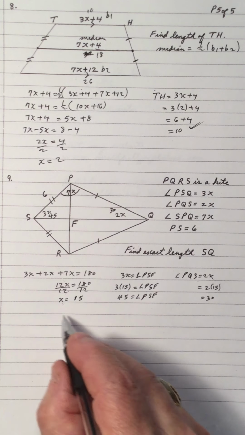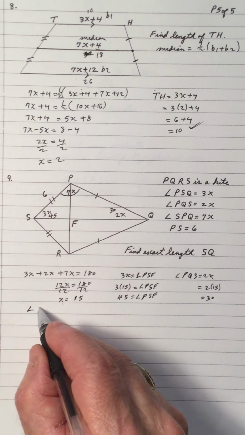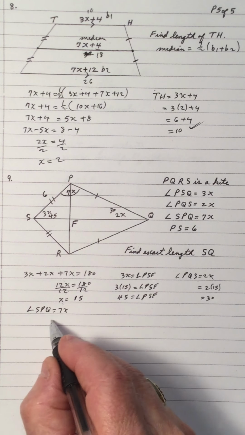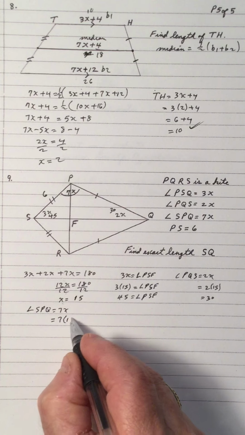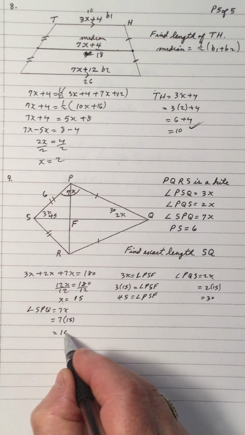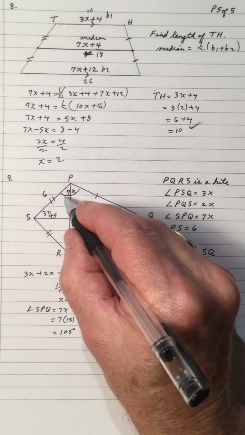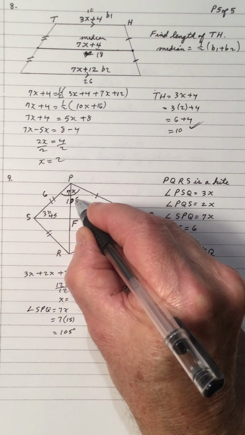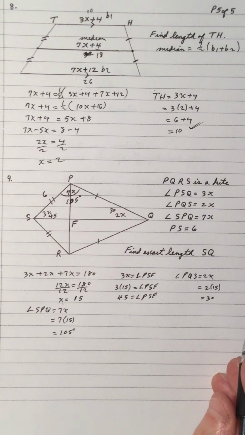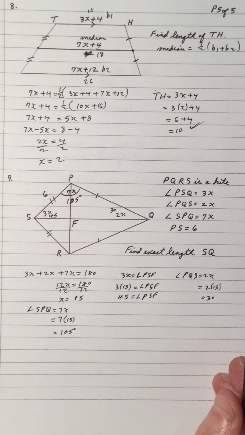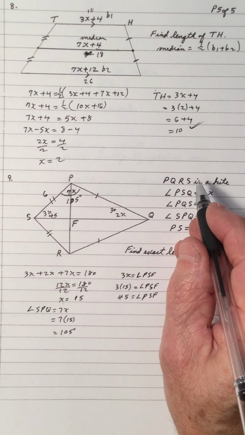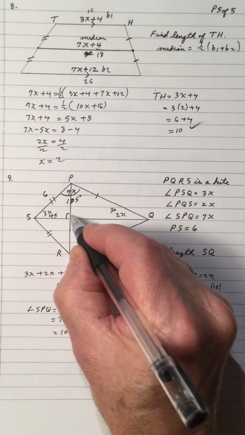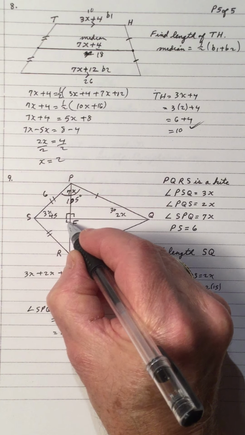Okay, and let's look at angle SPQ is equal to 7x. 7 times 15 is 105. So this angle up here is 105. Okay, how am I going to get the length? So I have to notice that we have a kite, and the diagonals of a kite are perpendicular. So these are all right angles right here.